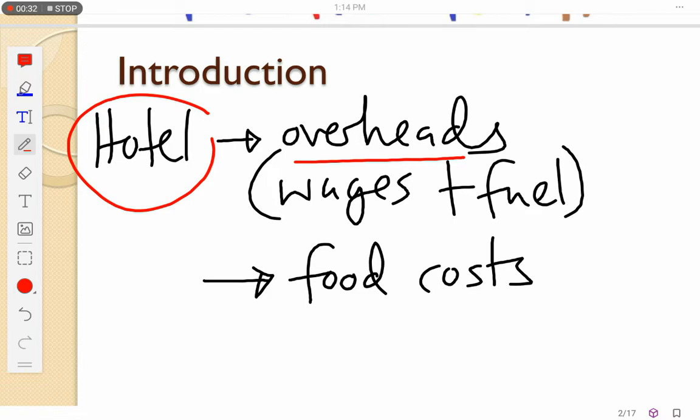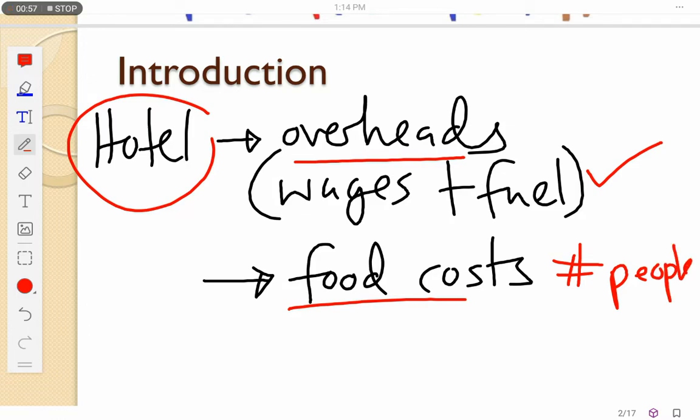These can be constant, they can remain the same in a stable economy. Then the food cost, now it depends on the number of people that we are feeding, the number of people that come to our hotel to visit. So this will be depending on the number of people that visit our hotel.